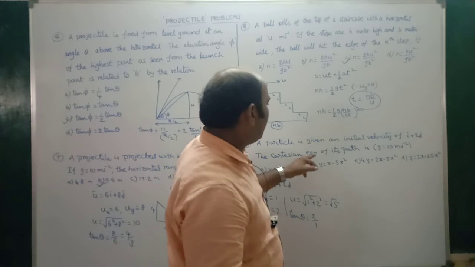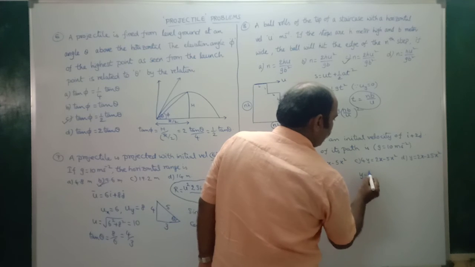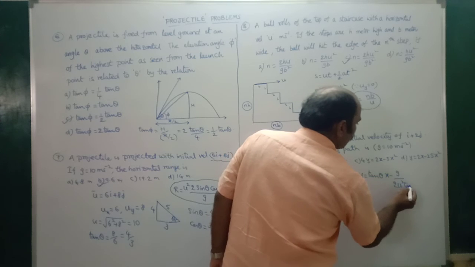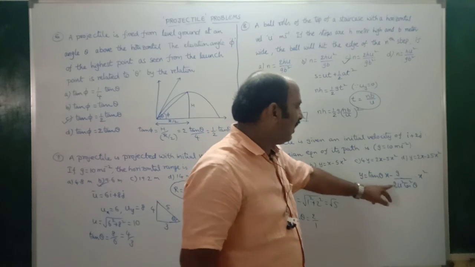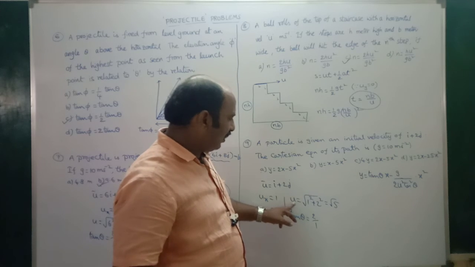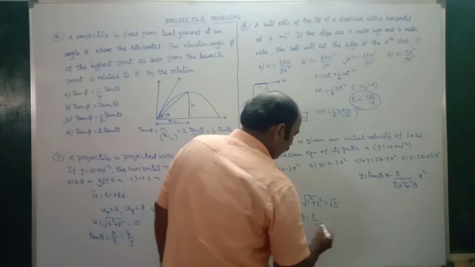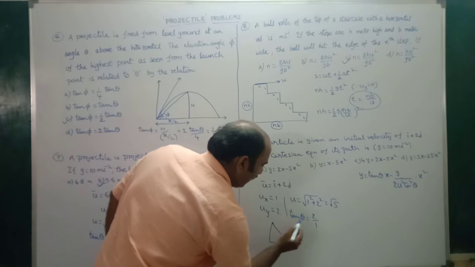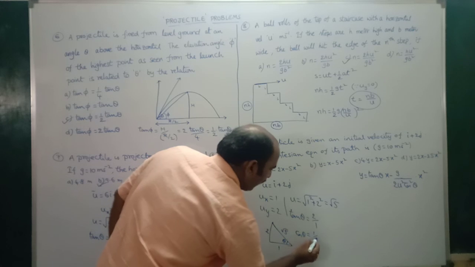Finally we write the Cartesian equation of its path. You know the Cartesian equation, y is equal to tan theta into x minus g by 2 u square cos square theta into x square. First we have to know the tan theta value, cos theta and u values. U is already known, u is equal to root 5, tan theta is equal to 2, and what is cos theta? By using a right angle triangle, we know the cos theta value. Tan theta is equal to 2 by 1, this is root 5. Now cos theta is equal to 1 by root 5.